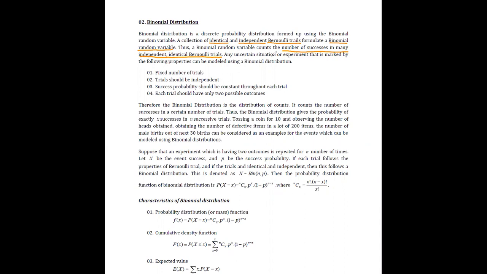And for any uncertain situation or an experiment that is marked by the following properties can be modeled using a binomial distribution. Simply, if you need to fit a binomial distribution, then the following conditions should be satisfied. There are 4 conditions. First condition is fixed number of trials.